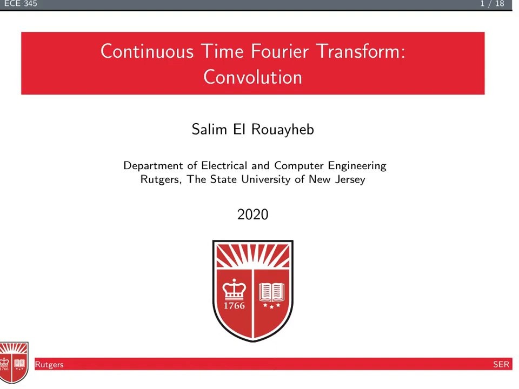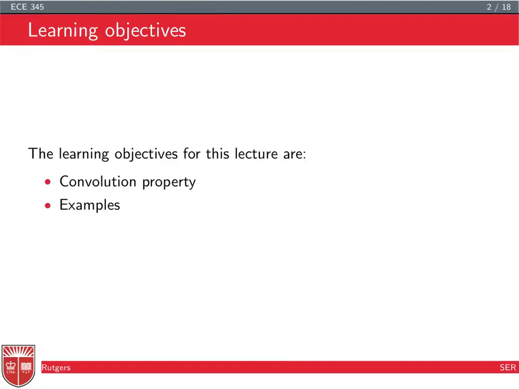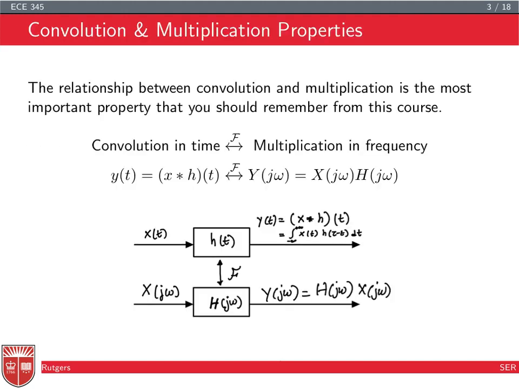In today's lecture, we're going to talk about an important property of CTFT and basically of all the transforms we've seen so far, which is convolution. So the main objectives that we will cover today are the convolution property, and then we'll work some examples. First I want to start by talking about the convolution and the multiplication properties, and then I will focus on convolution, and the next lecture will be on multiplication.